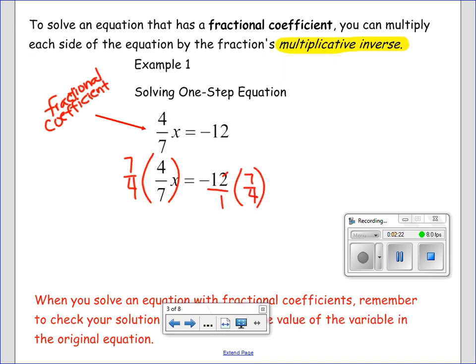Again, simplify before you multiply. These, of course, cancel each other out. So all I have left is x is equal to -3 times 7, which is -21 over 1, or just -21.